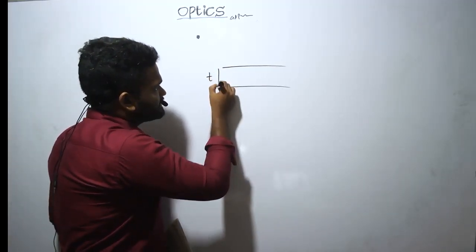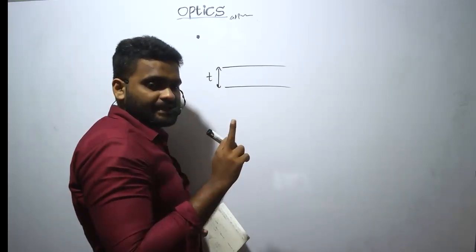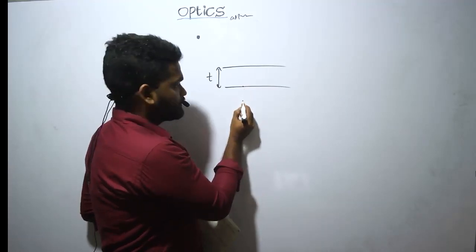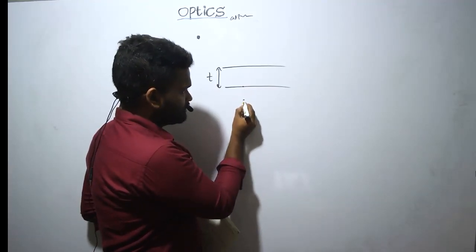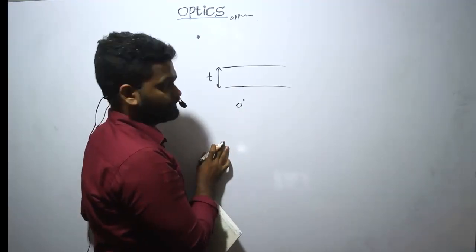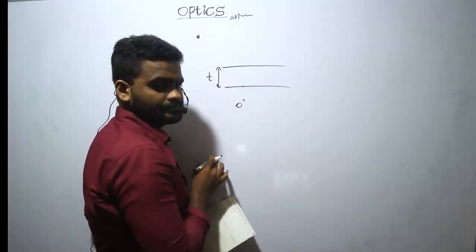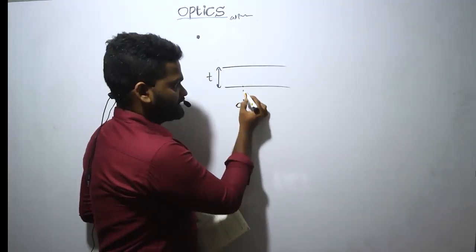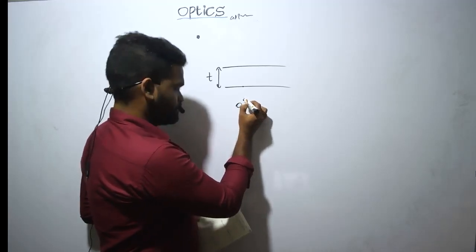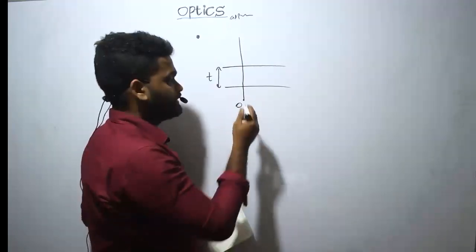So let's say this is the glass slab. In this case, I'm not going to place the object right at the bottom. I'm going to put it somewhere below, at the bottom. Both sides it is air. Then I'm going to draw the ray diagram to find the position of the image.